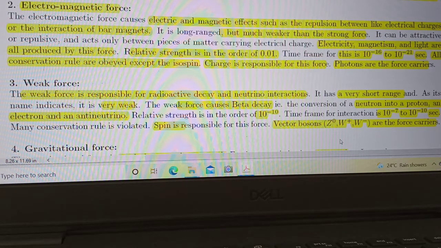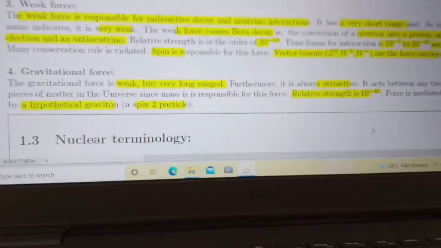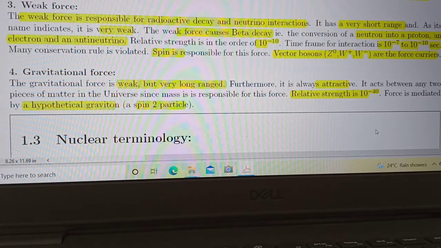So the weak force is very weak, and it is responsible for beta decay. The force carriers are the vector bosons Z0, W plus, W minus. It is a very short range force, and the strong force is also a short range force. Gravitational force is weak but very long ranged. Furthermore, it is always attractive.